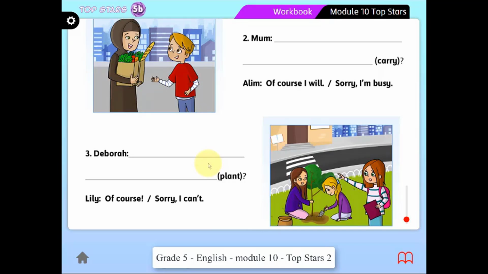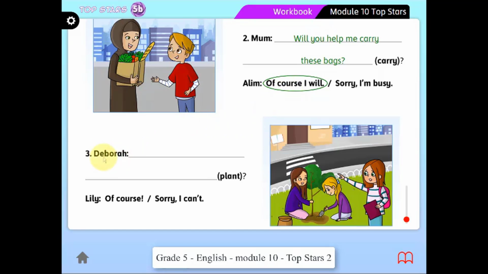Have you finished? Okay, check your answers with me. Here the mom asks and the son replies. And we need to use the verb carry. So, as we've learned, the question will be exactly, will you help me carry these bags? And by looking at the picture, it's clear that the boy agrees. He wants to help. So the answer is, of course, I will.